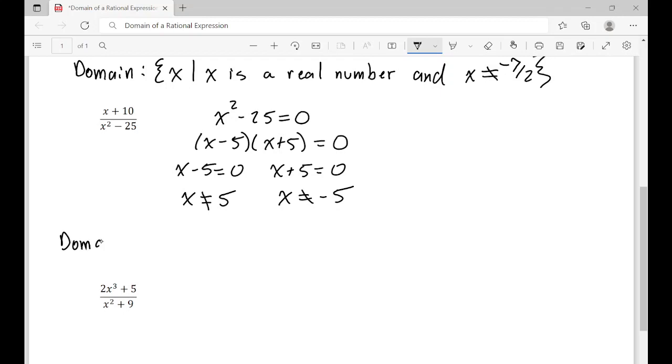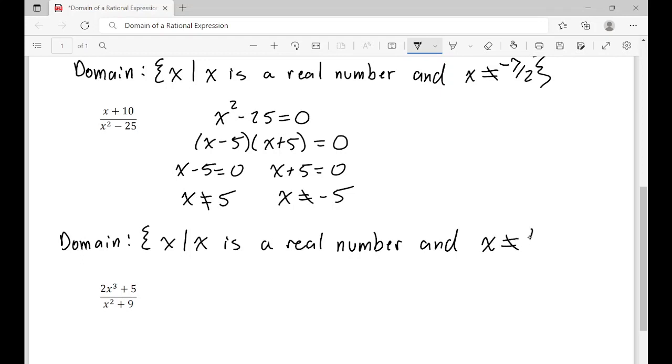So the domain of this is x such that x is a real number and x cannot equal positive and negative 5. So just a little shorthand notation, so I don't have to write out both.